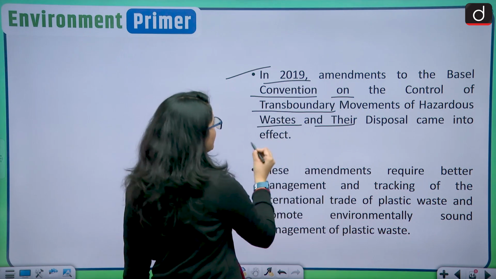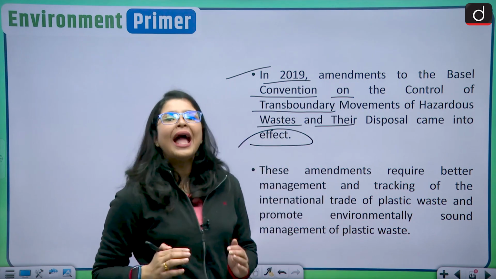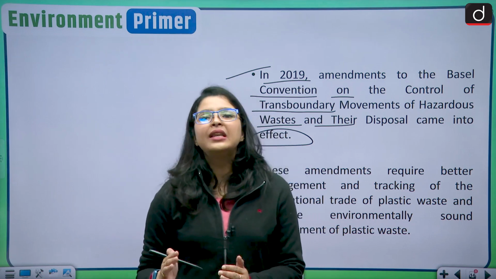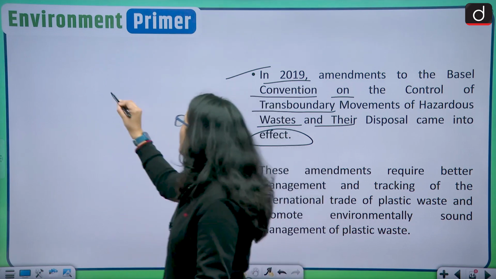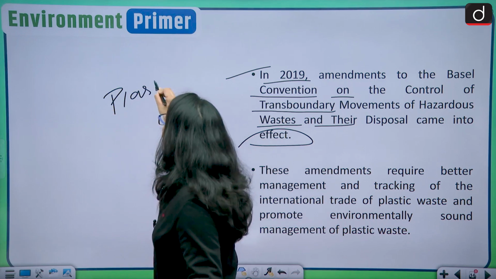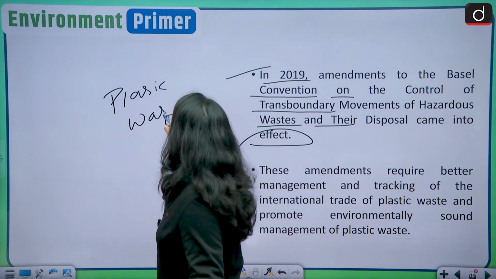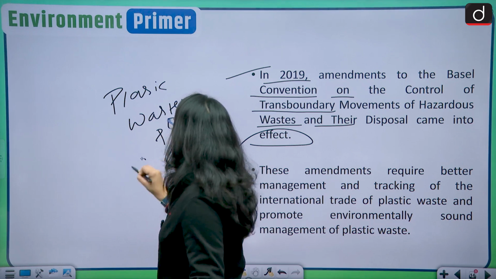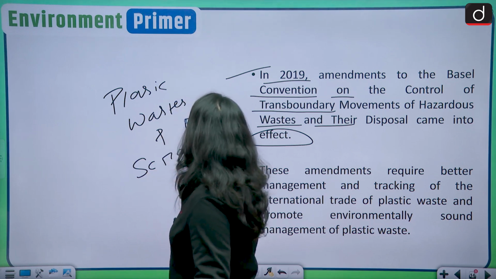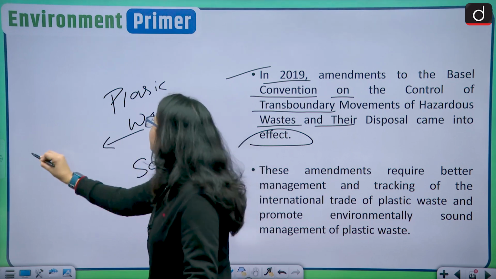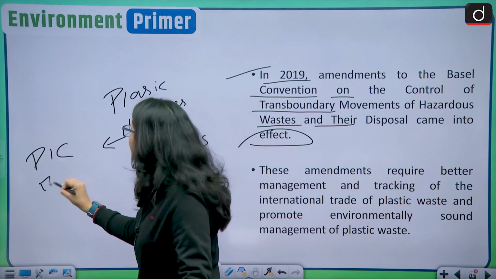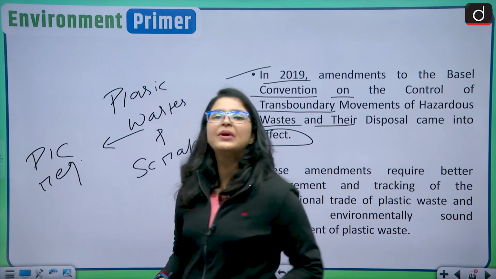Moving forward, in 2009, amendments to the Basel Convention on the control of transboundary movements of hazardous wastes and their disposal came into effect. And the Basel Convention is a legally binding treaty. So now plastic waste and scraps are liable to the PIC requirement under the Basel Convention.